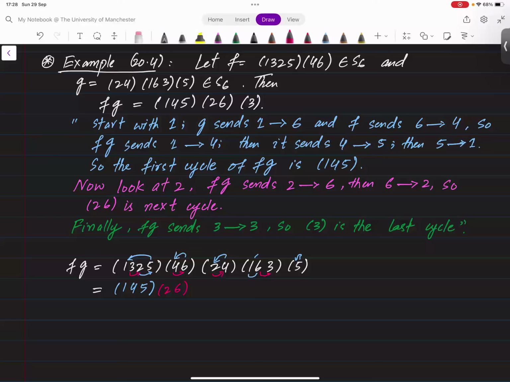Perfect. Similarly, the remaining element would be 3. Now we will write 3 and see where 3 is going. So in this one, 3 is going here, and then 1 is going back to 3. So we will close this cycle, and that's how we get (1 4 5 2 6 3). This is another way of doing the above one or the below one. Okay, that's how we multiply the cycles.